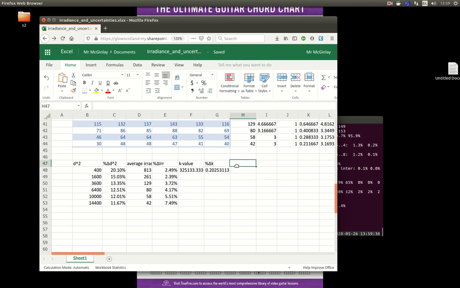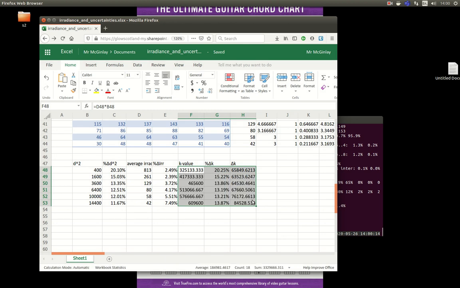Finally, I want to get the absolute uncertainty in k from the percentage uncertainty. So to do that, I'll format this first. So to do that, I basically take the percentage uncertainty and multiply it by the value in there, and that looks about right. Yep. I should be good to replicate that lot down there. Again, definitely want to do a spot check.